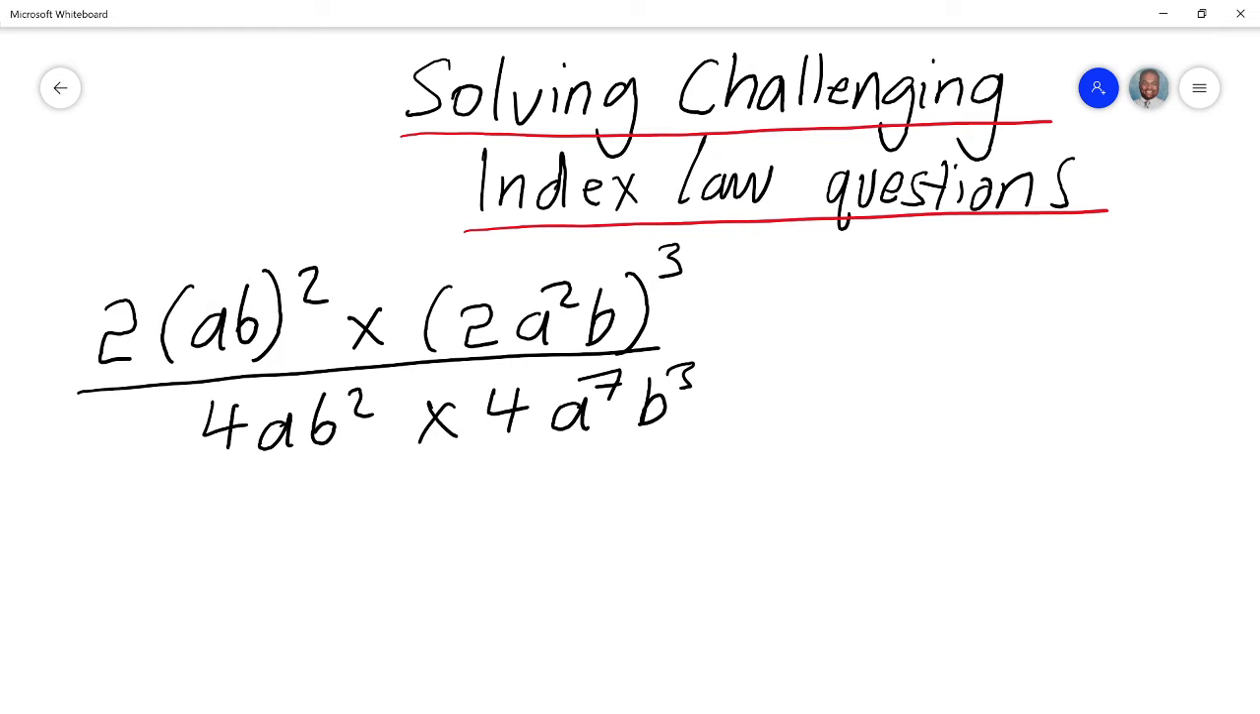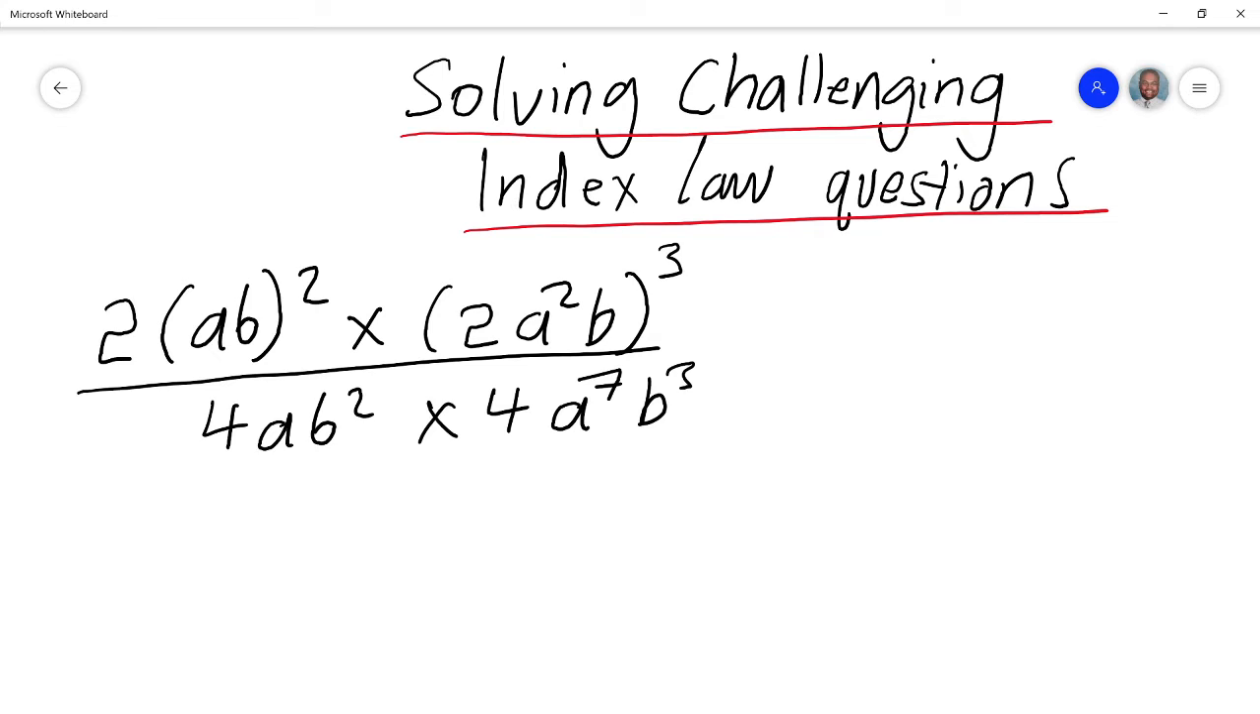When you're looking at complex questions, you may be given a situation where you've got to apply 3 or 4 index laws in one question. All right, and a good student is someone who's able to quickly identify what rule or law applies to this context and then be able to solve the question in a much more simplified manner.